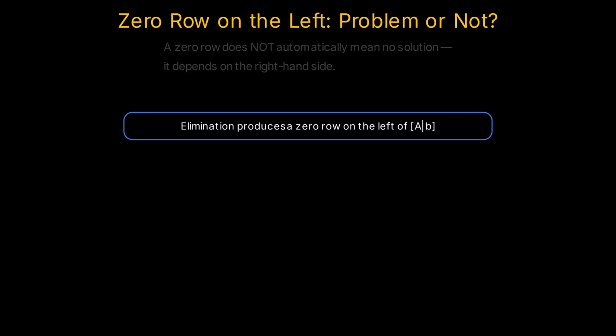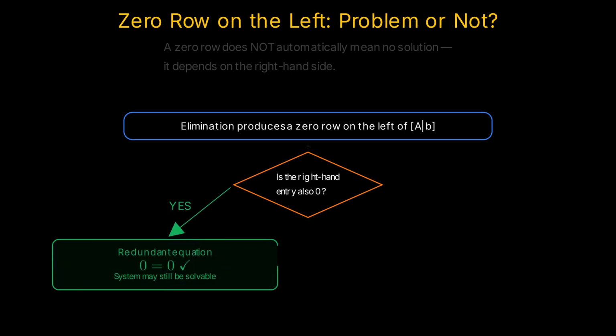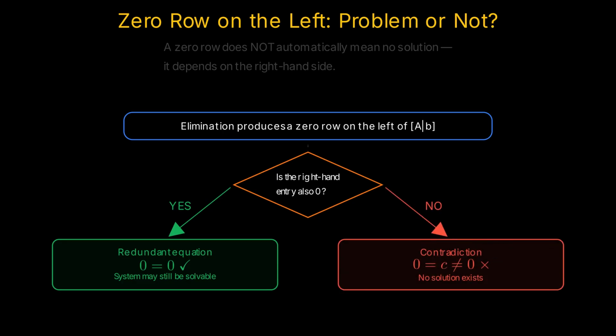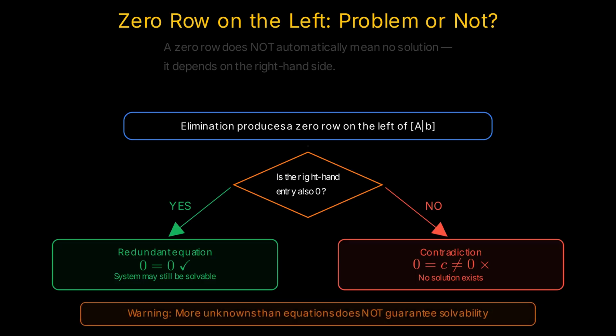Suppose elimination produces a 0 row on the left side of the augmented matrix A bar B. Now we ask, is the right-hand entry also 0? If yes, then you have a redundant equation. 0 equals 0 is always true. No problem at all. The system may still be solvable. But if no, the right-hand entry is not 0, then you get 0 equals some non-zero number. That's a contradiction, and the system has no solution.